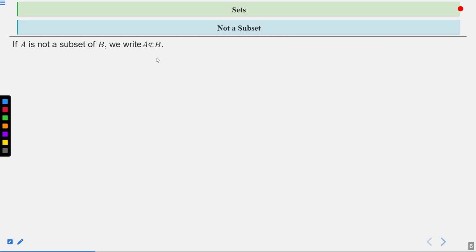Now, not a subset. If A is not a subset of B, we write A not subset B. The symbol for not subset is simply the subset symbol with a cancel line through it. So A not subset B. Example.